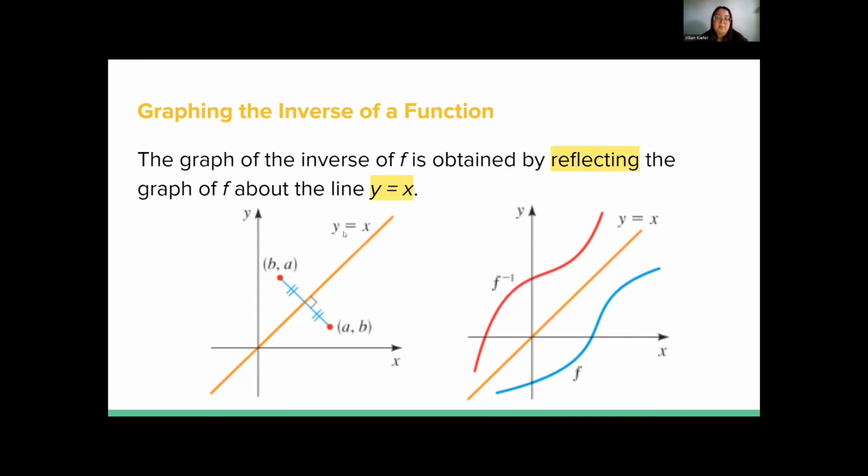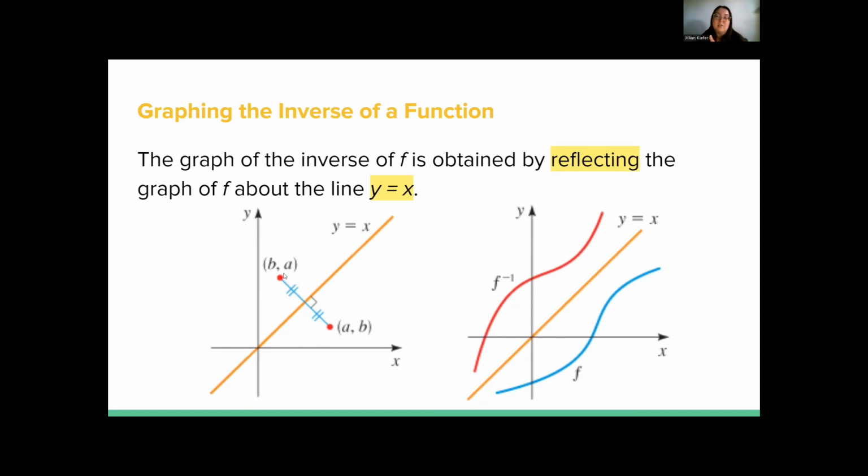Because really, what this is telling us is that if your original function has the value a comma b, meaning the x value is a and the y value is b, remember your inverse function takes the output and gives you an input. So really when it comes to the inverse function, x and y are always switched. So if you have the point, say a comma b in your original function, that means that that same point on your inverse is going to be b comma a, where the x value is b and the y value is a.